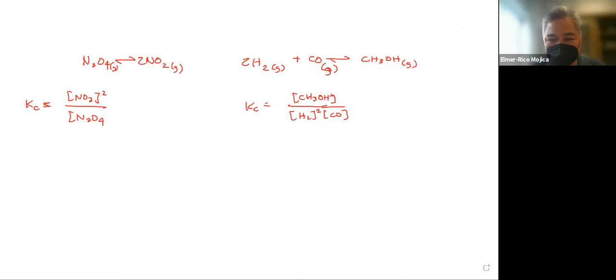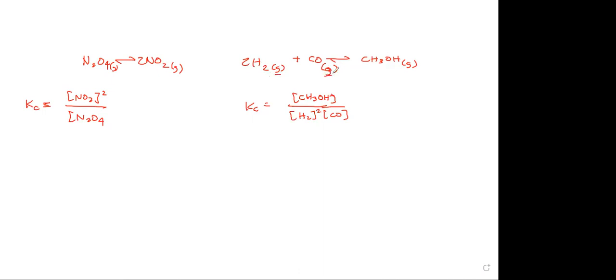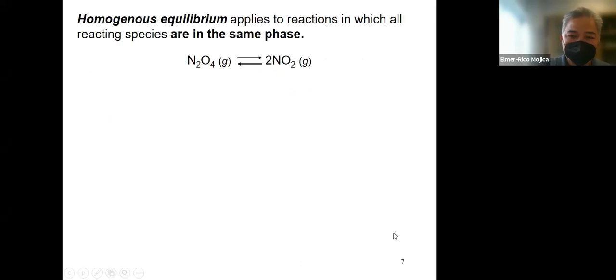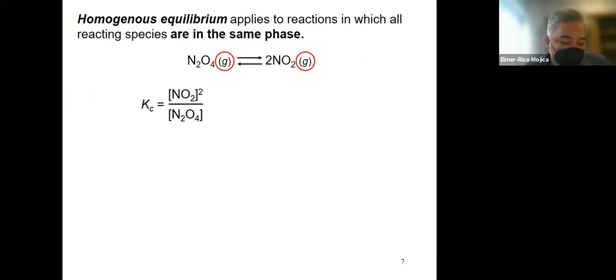Okay. So as you could see here, gas, gas, gas. So we could say they have the same physical states. So in this case, we have what we call a homogeneous equilibrium. This applies to reactions in which the reacting species are in the same phase. In this case, they are in the gas phase. So in addition to Kc, maybe we can also express it in terms of Kp. Why do you think we can express it in terms of Kp?